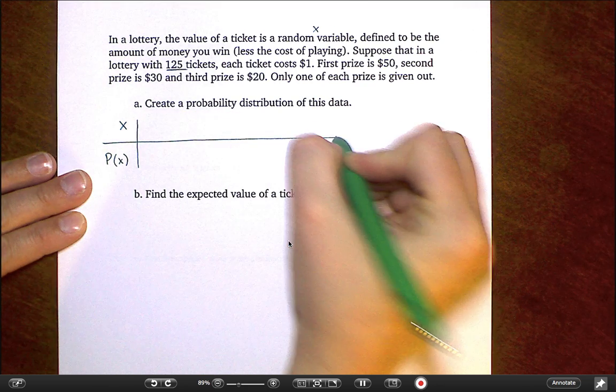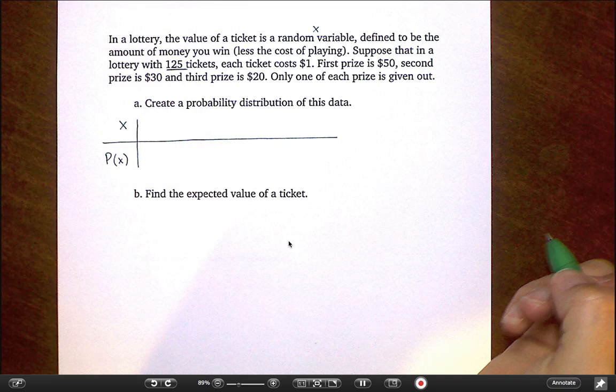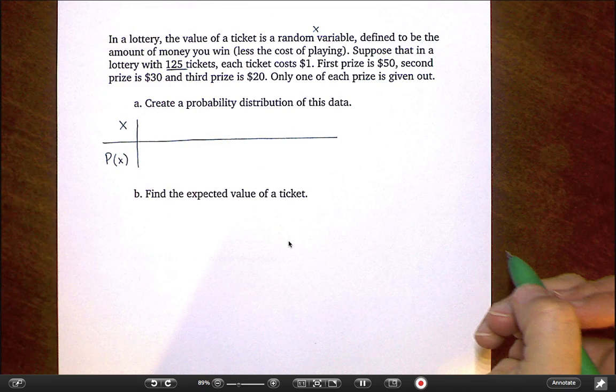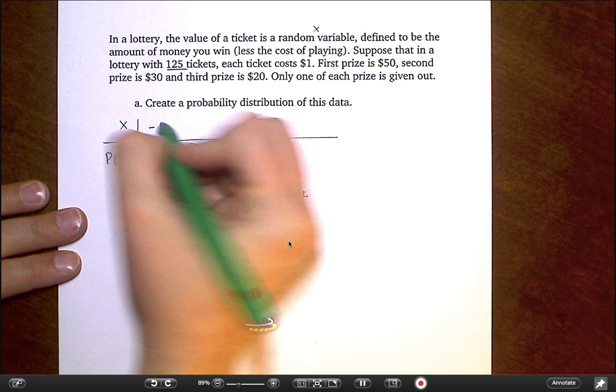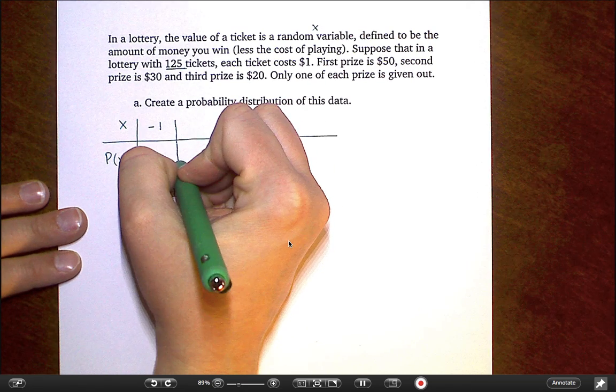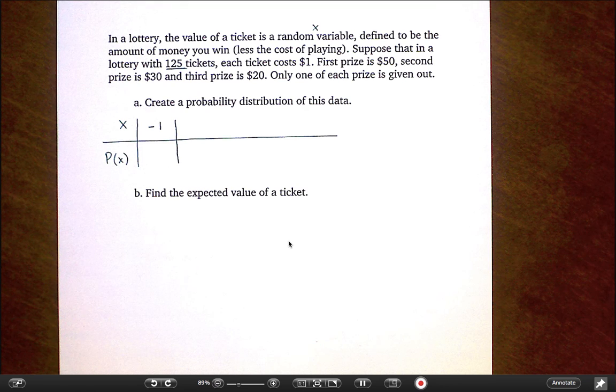There's my table. If you play the lotto and you don't win, essentially that's a -1 in your bank account, right? Because you paid the dollar for the ticket and you got 0 winnings out of it. Okay, so that's one possibility. All right, and that's a pretty high possibility.